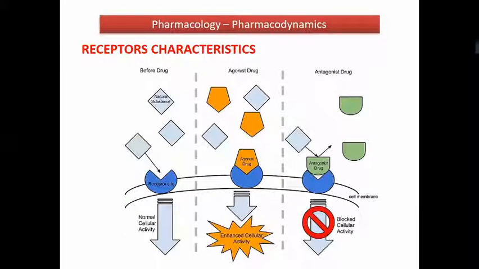To further discuss selectivity, here we have this area. This is your receptor, and this is the native substrate for this receptor.